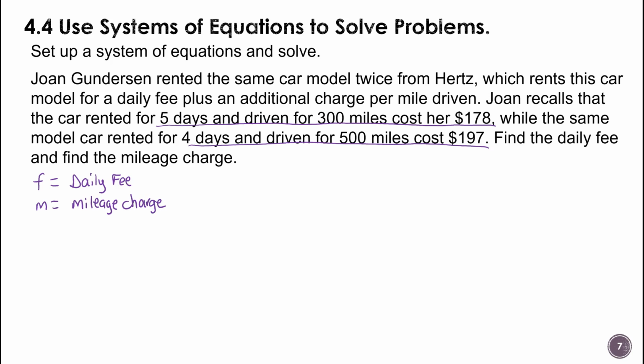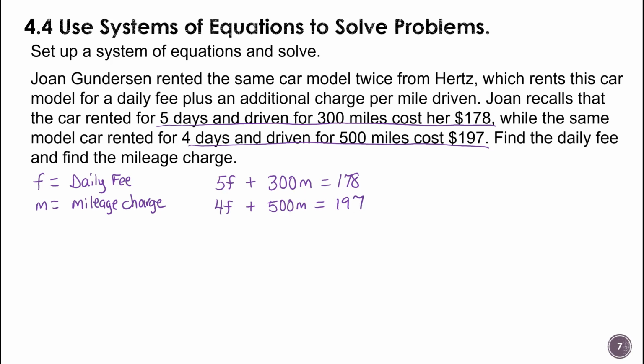Okay, so here's how we're going to set this up. We're going to say five days, so 5 times the daily, right? 5 days would be 5 times the cost of the daily fee, plus you drove 300 miles, and it's going to cost M a cost per mile, and then that's equal to 178. And then 4 days, so 4 times the daily fee plus 500 miles times the mileage fee, right? That's a fee per mile equals 197.